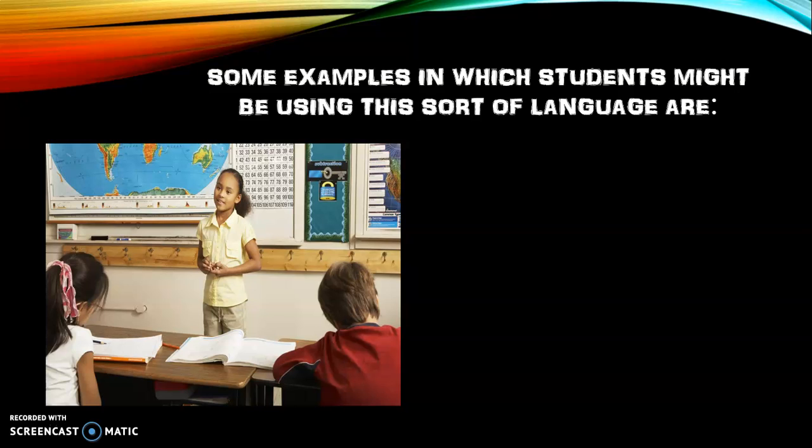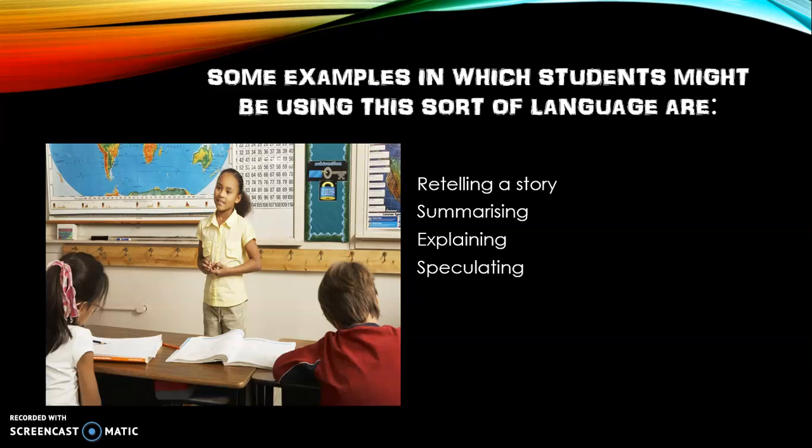Now, during this stage of the lesson, they use this kind of language: retelling the story, obviously, summarizing, explaining, giving a definition, speculating. This is guessing, using information about the situation, repeating, and self-correcting in case of slips.